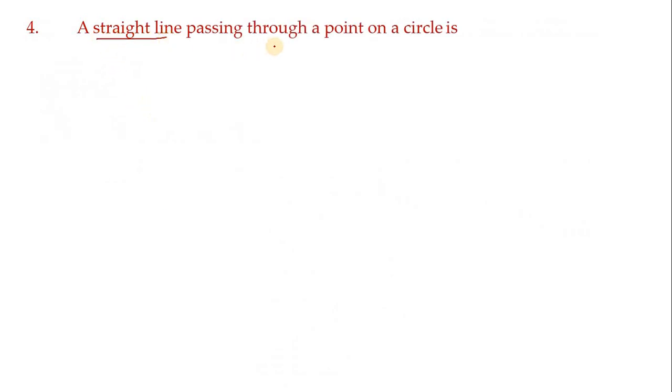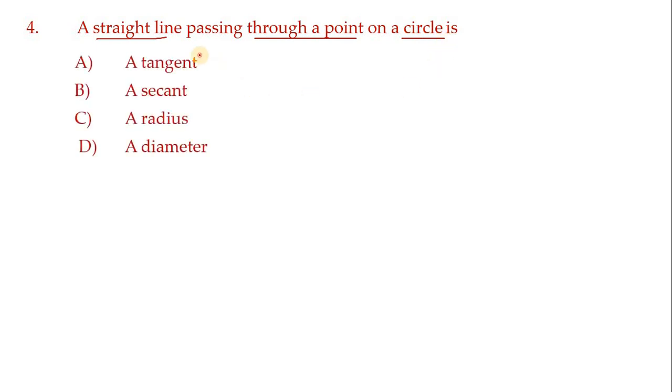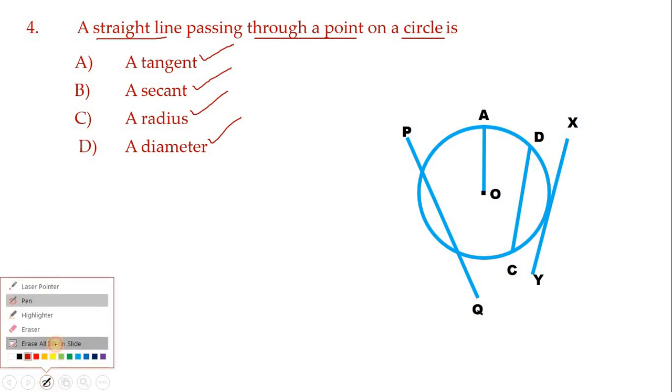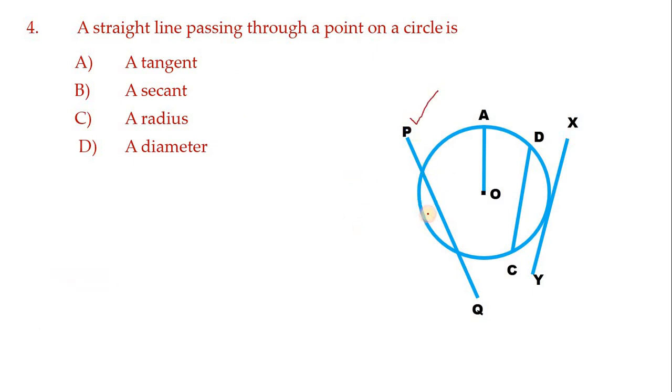A straight line passing through a point on a circle is tangent, secant, radius, diameter. Very simple question, children. Let me make you understand well. Look at this figure. Here PQ passes through 2 points. One point is here and another point is here. And I'm using the words passes through 2 points. Hence PQ is secant.